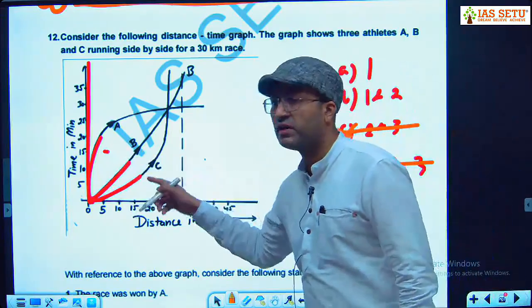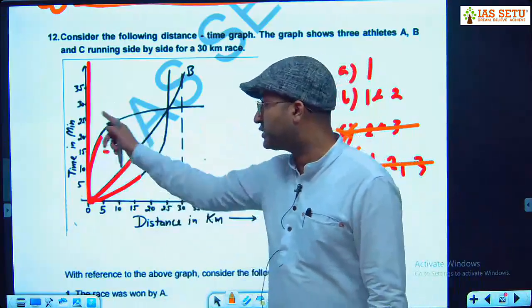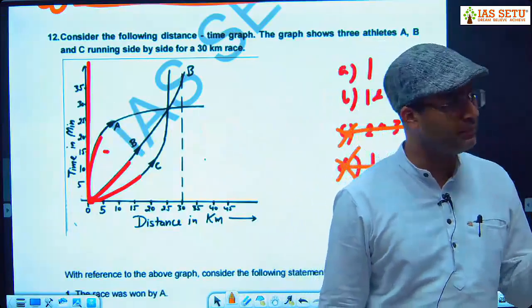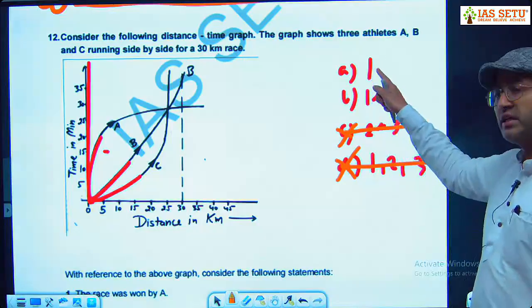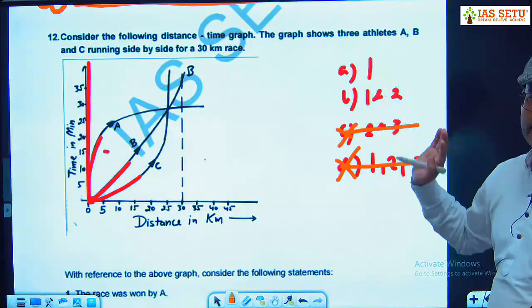C was the fastest because C का graph time से दूर है. In a distance time graph, if you are away from time graph, you are fast. अब time graph से जितना दूर होते हैं हम उतना fast होते हैं. So here either answer is 1 only, 1 and 2. No need to check 1.